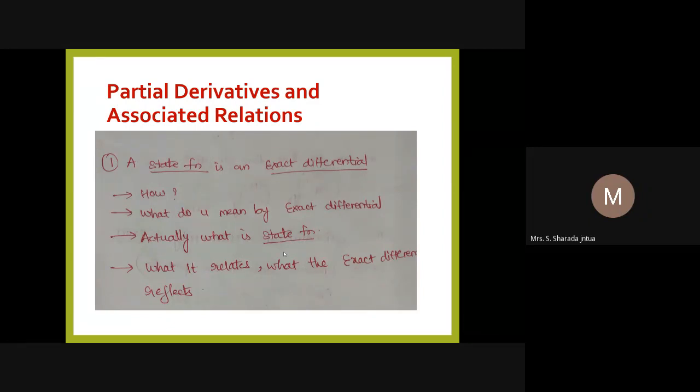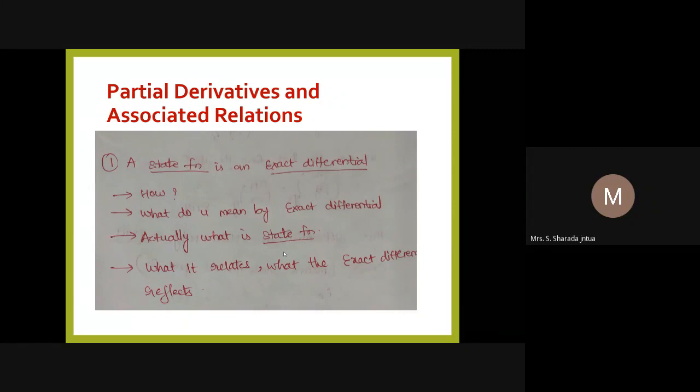So what is a state function first of all? That is the first question. And what do you mean by exact differential? You have studied it in mathematics. And what does the exact differential reflect? These are the questions for this statement. You can have other questions also, but I got these types of questions when I put this statement, that a state function is an exact differential.